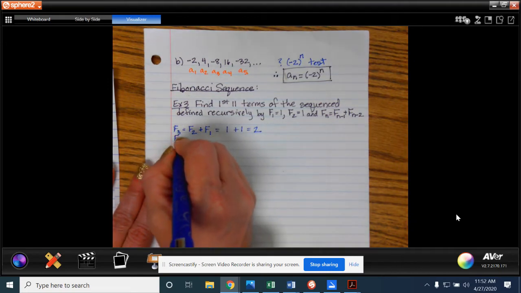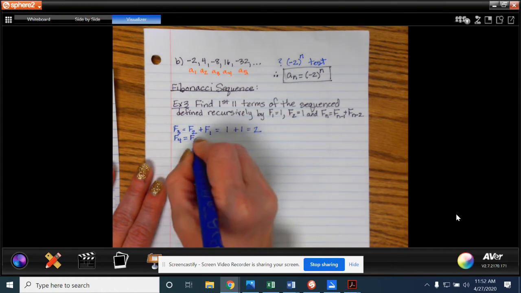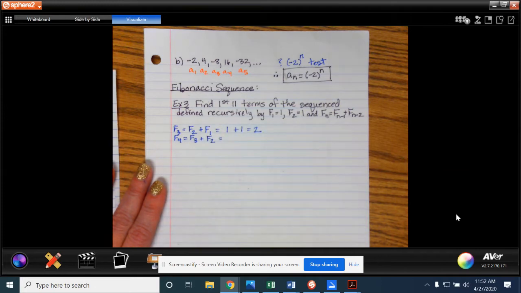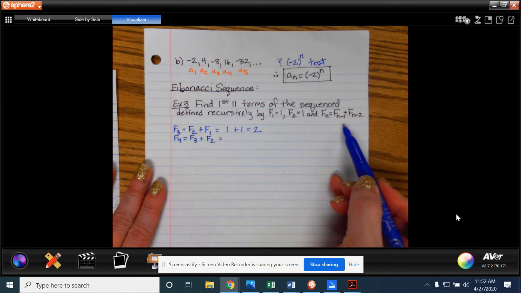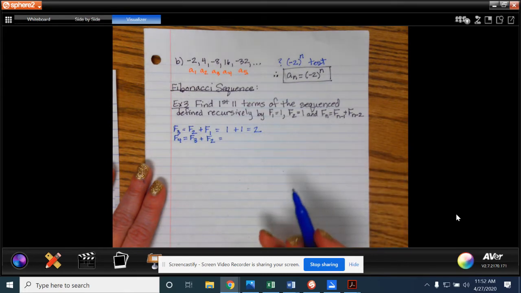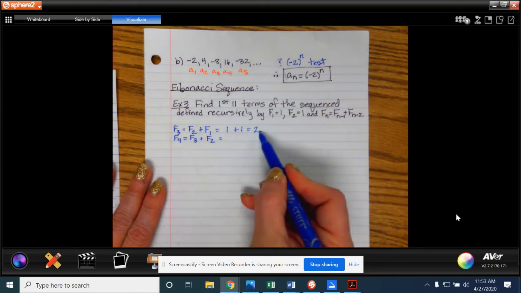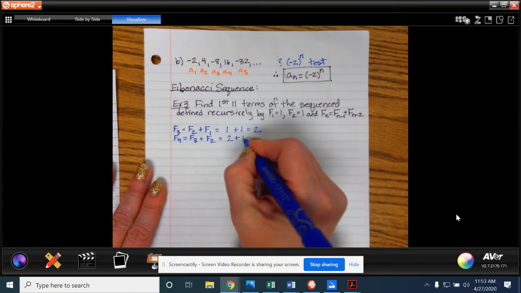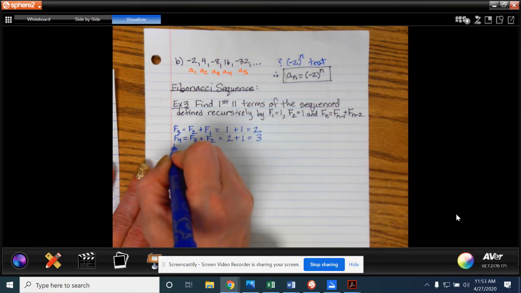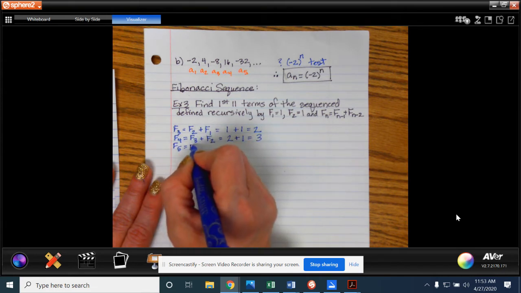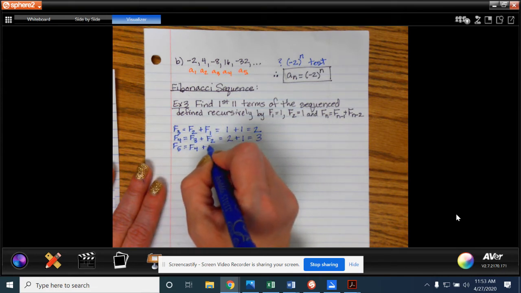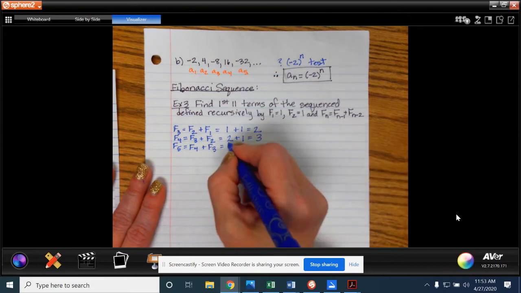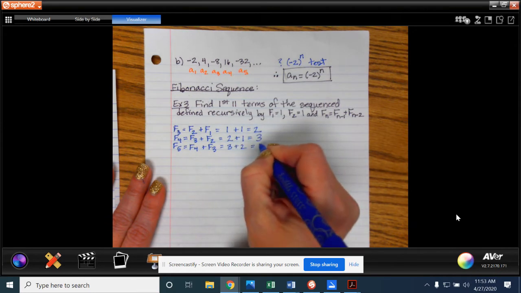What happens in position 4? I would be taking f of 3 plus f of 2. Those are the prior two numbers in the sequence, because that's what this form actually means. Well, the prior two numbers would be position 3, which is 2, plus position 2, which is 1. And I would get 3. So what happens at position 5? I would have position 4 plus position 3. Well, what are those? Those are the prior two positions. That's 3 plus 2. That equals 5.